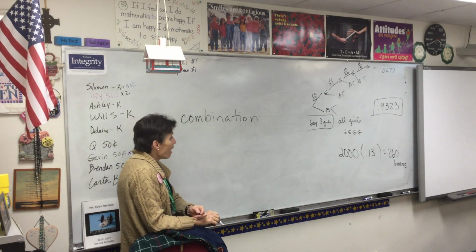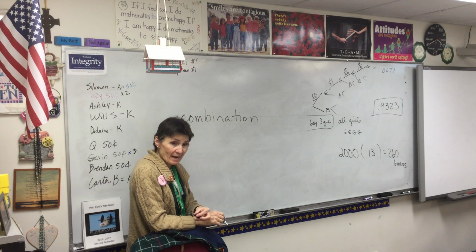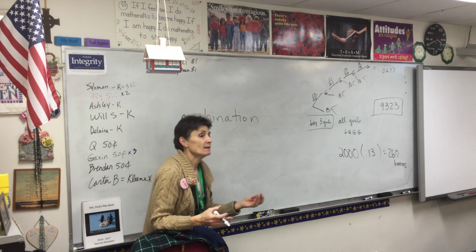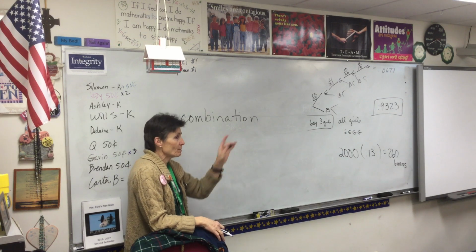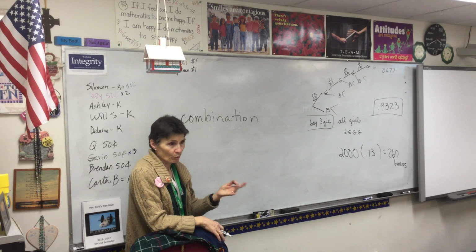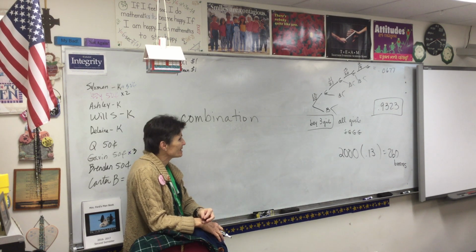We use combinations when we are choosing items without regard to order. So if I am forming a committee, for example, I'm going to pick 3 of you to be on my committee. When I choose you, it really doesn't matter what order I choose you in. That's a combination problem.